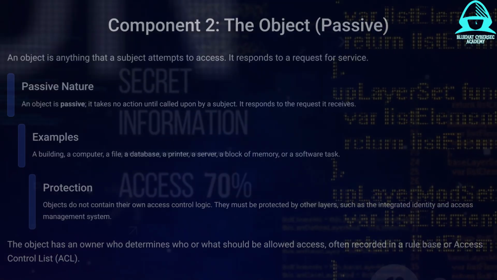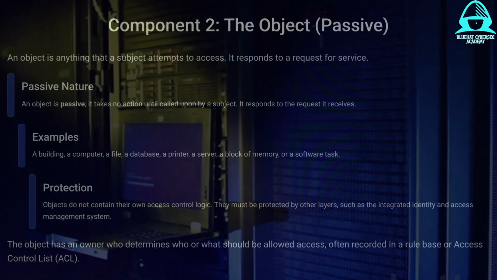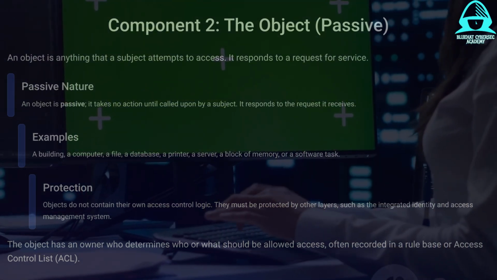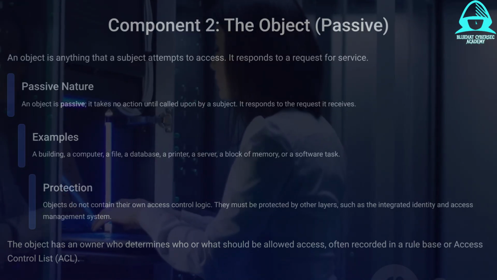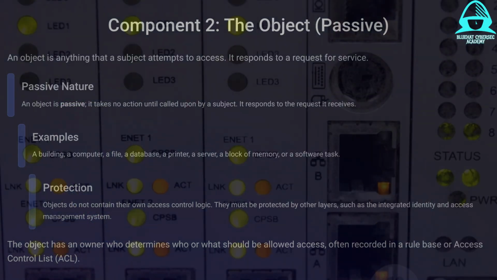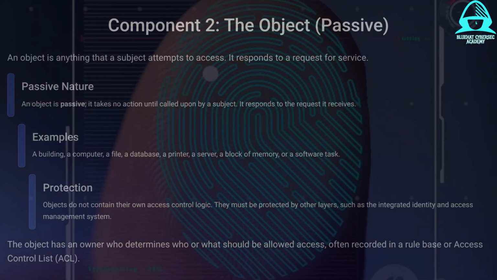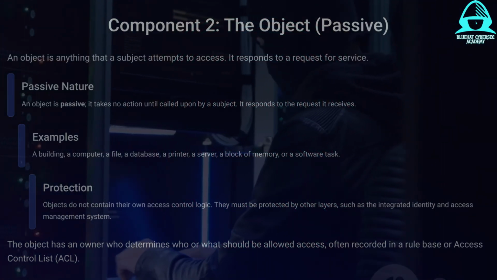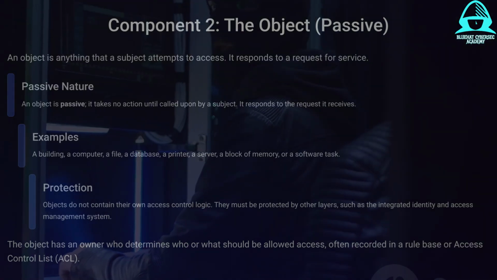So, now that we understand the subject, let's move on to the objects in access control. Objects, by definition, are anything that a subject attempts to access. An object can be a device, a process, a person, a user, a program, a server, a client, or really any other entity that responds to a request for service. So, whereas a subject is active and actually initiates a request for service, an object is passive. It doesn't take any action until it's called upon by a subject.